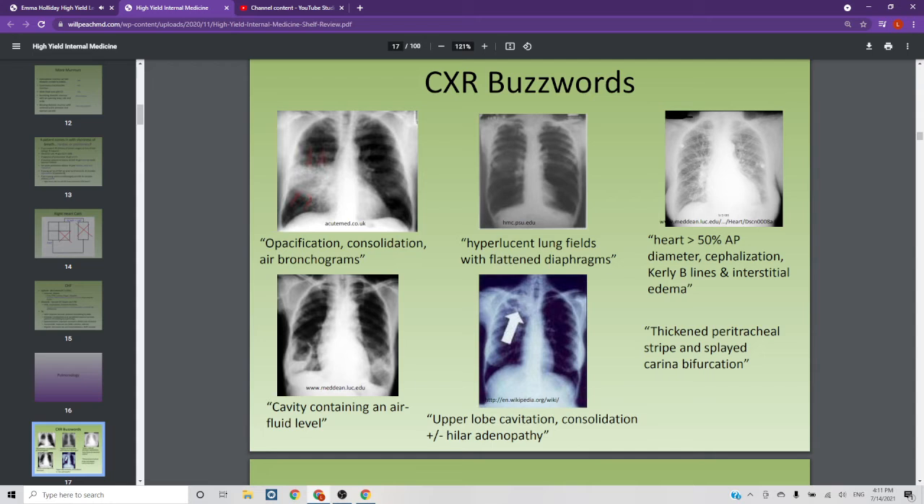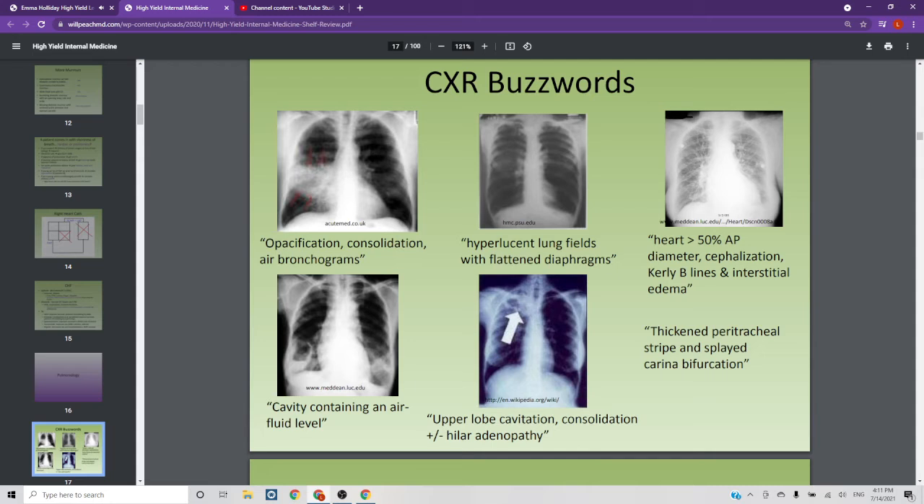Yuck. What's that? Cavity containing an air fluid level. Does that help? That's an abscess. Caused by what kind of bug? Staph can, and also anaerobes like to cause abscesses.